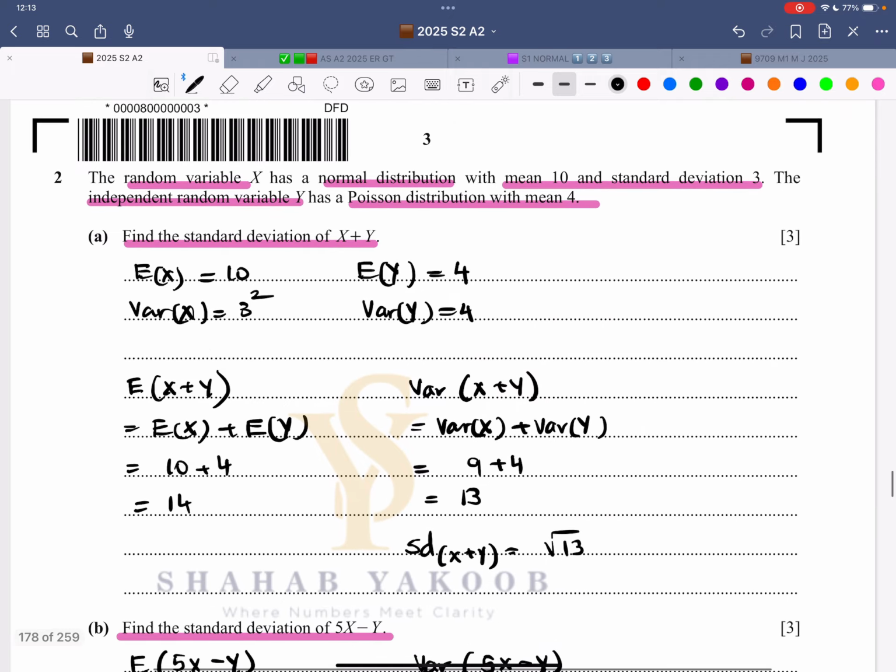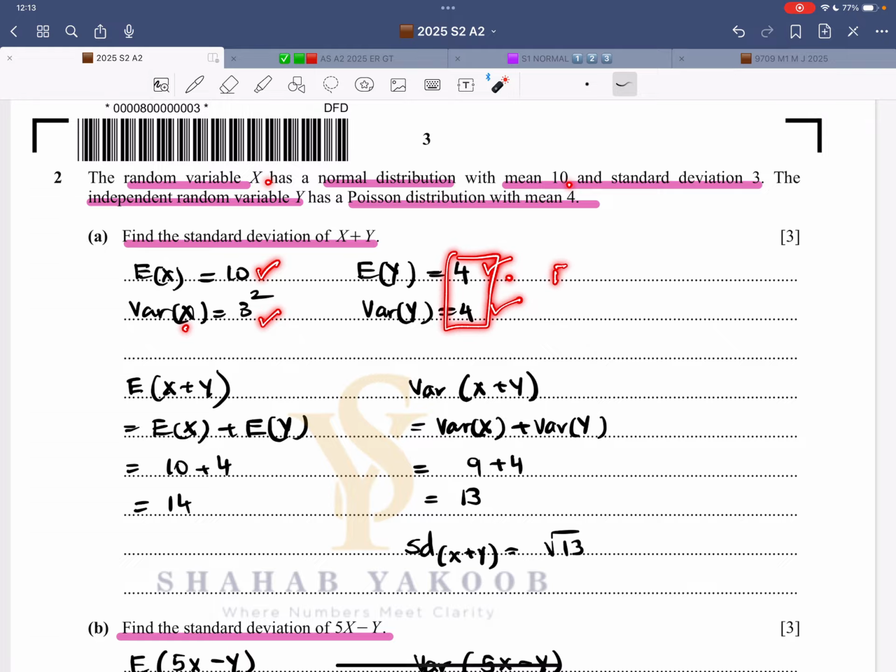Very simple, very basic. The next question: the random variable X has a normal distribution with mean 10 and standard deviation 3. The independent random variable Y has a Poisson distribution. So the expectation of X is 10, the variance of X is 3 squared, the expectation of Y is 4, and so is the variance of Y. I just told you that the expectation is the same as the variance in a Poisson distribution.